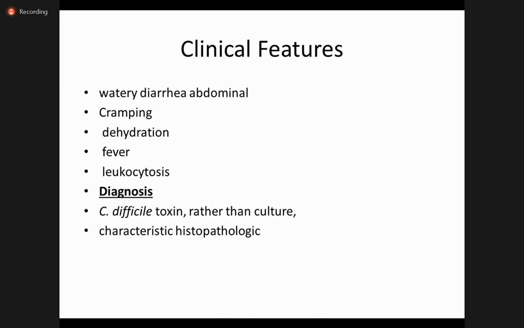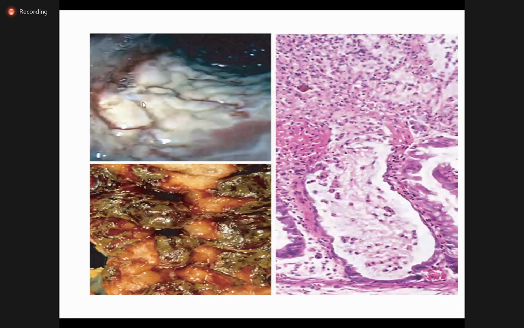Leukocytosis is a lab finding associated with Clostridium difficile, along with cramping, dehydration, and fever. It is more commonly diagnosed by the serology test rather than the culture. We are not doing cultures, but going for the serology test or the histopathological changes. These are the whitish, pus-like pseudomembranes that cover the intestine. Here you can find this greenish structure, which is all pseudomembrane.